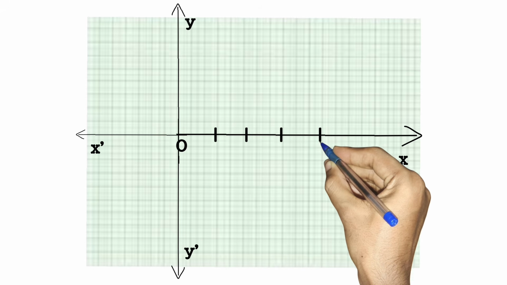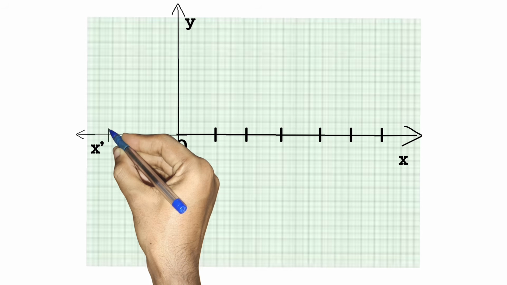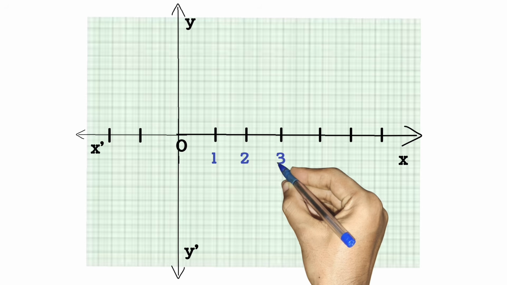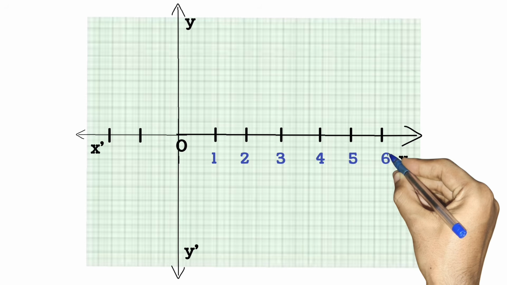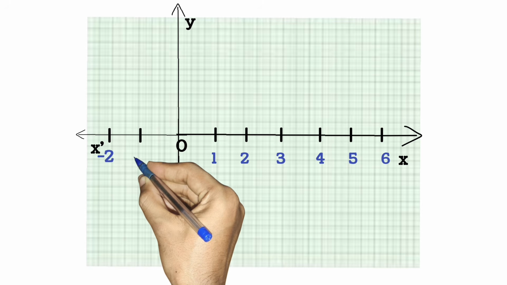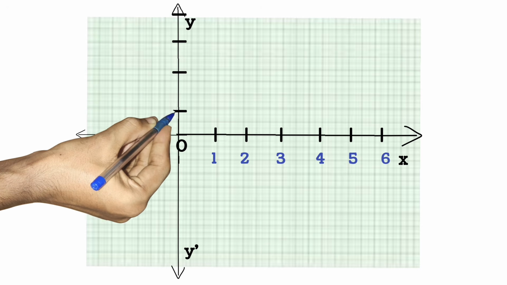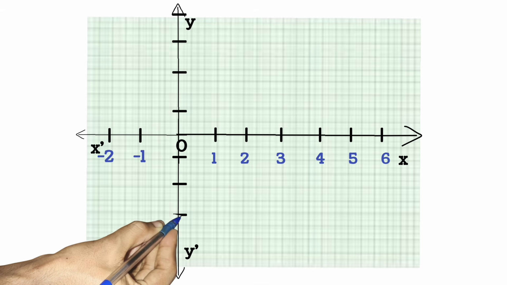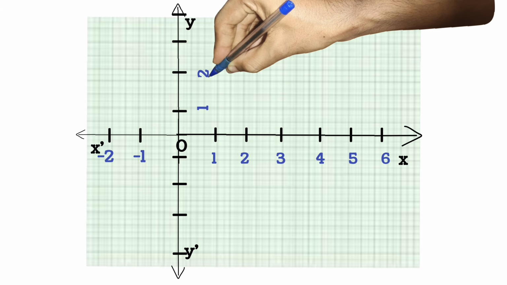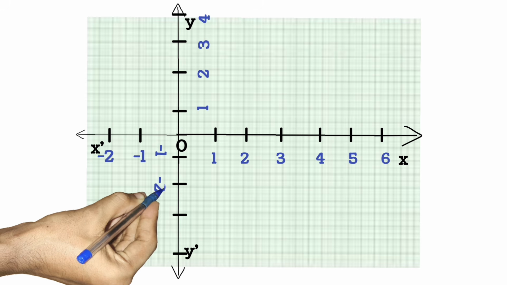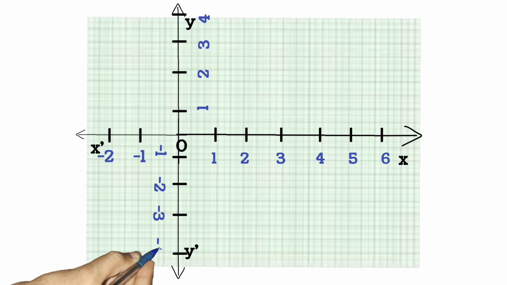Now divide the x-axis with equal divisions of a scale of 1 unit, and mark positive numbers on the right side of the origin and negative numbers on the left side of the origin. Similarly, divide the y-axis with equal divisions of a scale of 1 unit, and mark positive numbers above the center 0 and negative numbers below the center 0 on the y-axis.